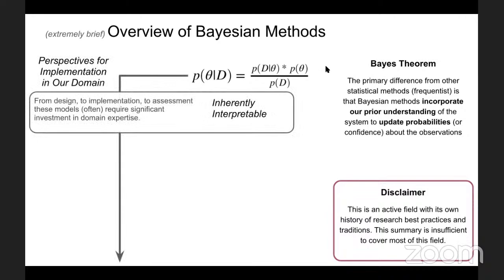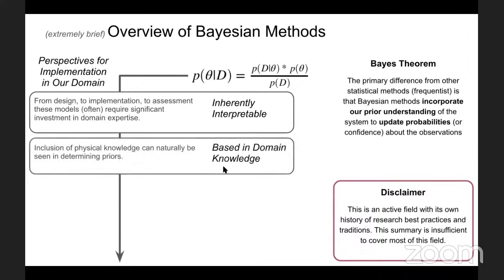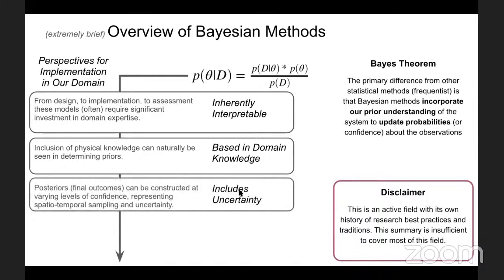And I want to just give some very brief perspectives for implementation into our domain in heliophysics. And some of the advantages are that they are inherently interpretable. So from design to implementation to assessment, when you're doing Bayesian models and Bayesian methods, you often are required to invest significant expertise into the domain that you're interested in. Next slide. And because you include your prior understanding or your prior information, this is a really natural avenue to include your physical knowledge into these models. Next slide, please, Matt. Because the posteriors or those final outcomes can be constructed at various levels of confidence, this allows you a natural avenue to include uncertainty as well as sampling concerns.